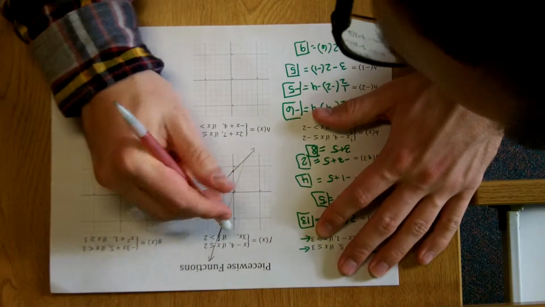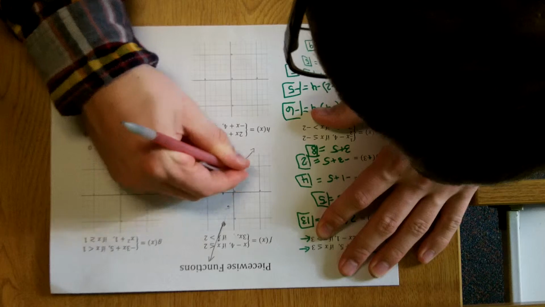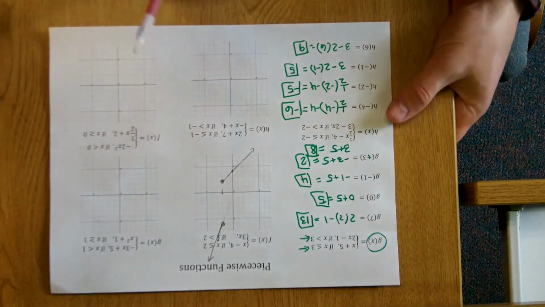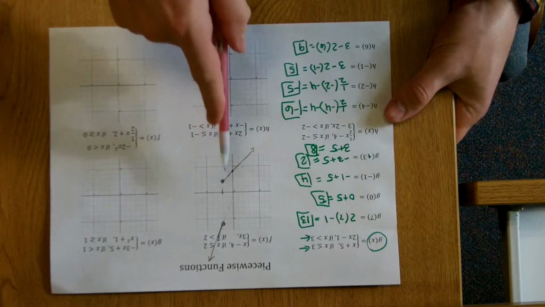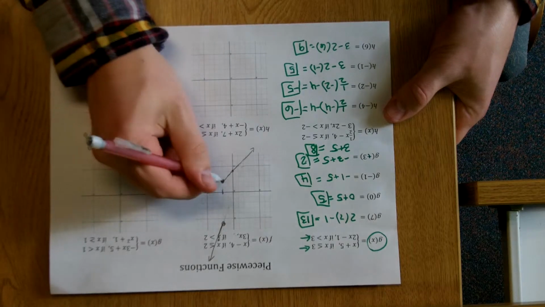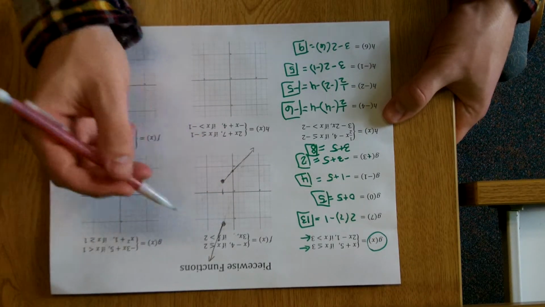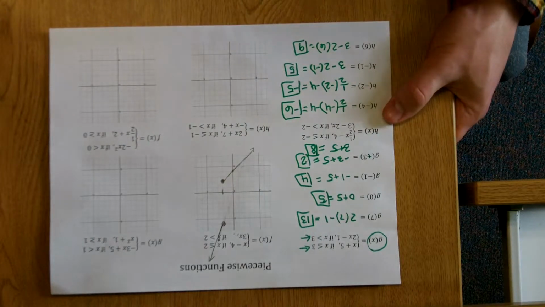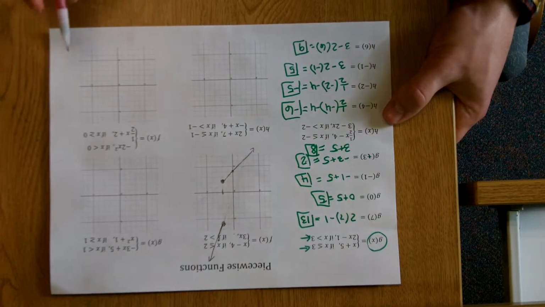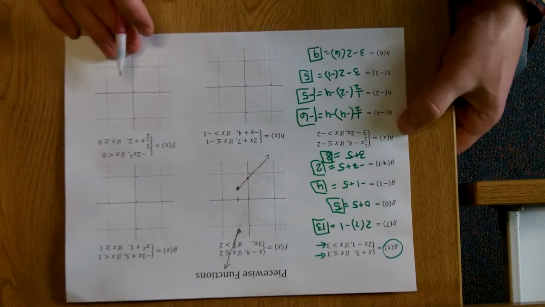So I'm going to erase everything else right here. So this is the graph of our piecewise function. Notice that there can be gaps, but you need to make sure which end has an open dot, which end has a closed dot. Okay? So graph each function separately, and then just erase the parts that you don't want.